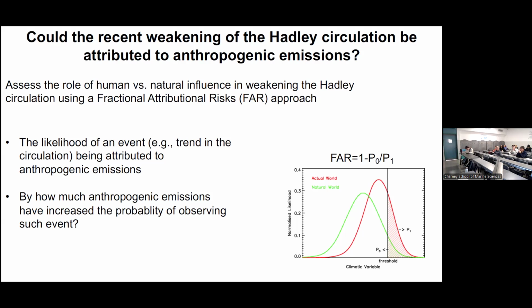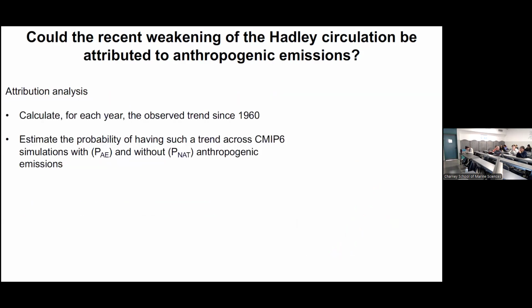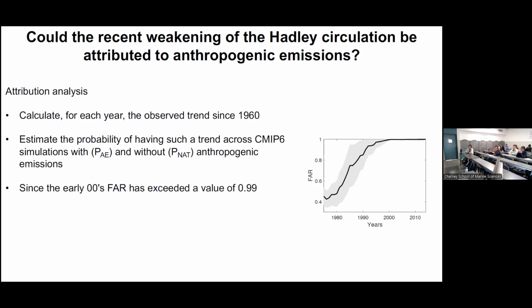So now we go back to our derived trends. It starts from 1960. So we take those linear regressions since 1960 up to any given year. And for each length of trend, we compare it to a distribution of simulations with and without anthropogenic emission. So we calculate this FAR value for each period of trend, from 1960 up to 1970, up to 1979, and so on, up to present. So you're going to see an evolution of this FAR metric, how FAR develops with time.